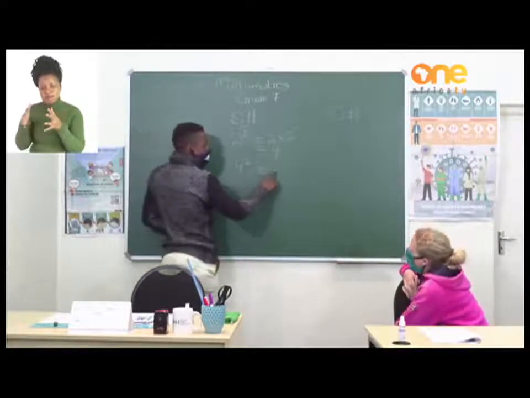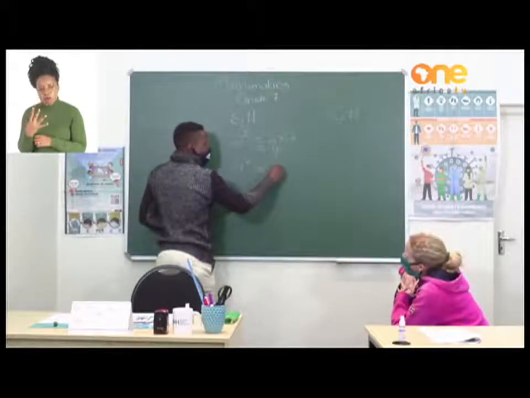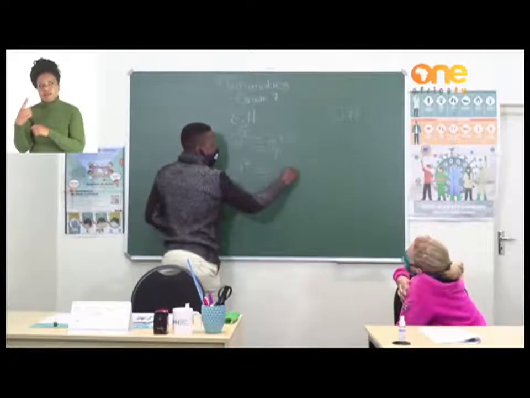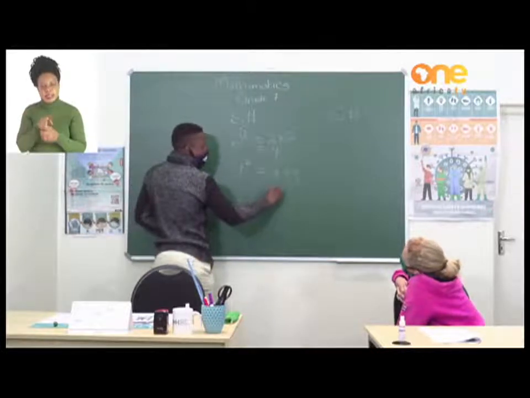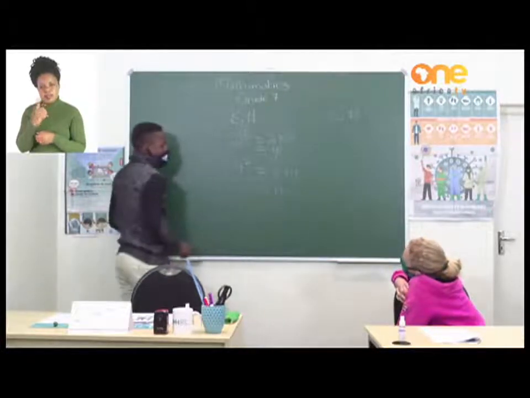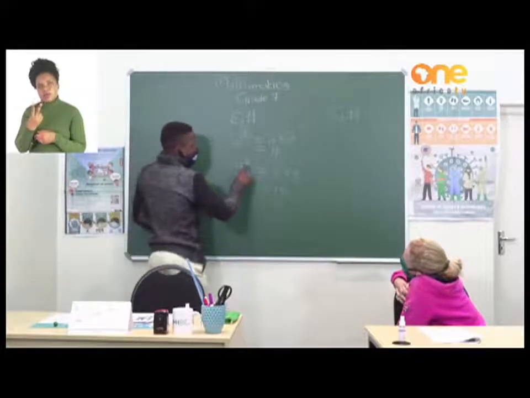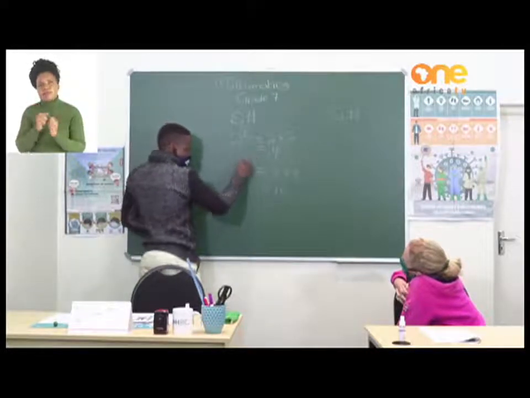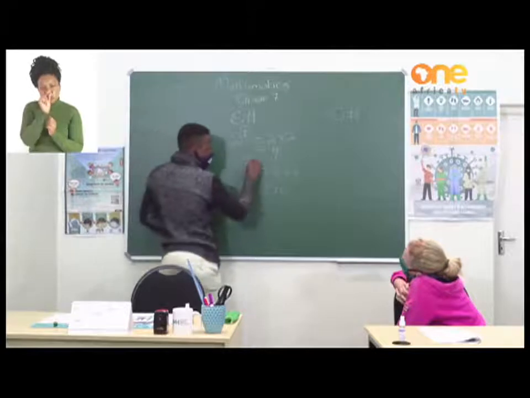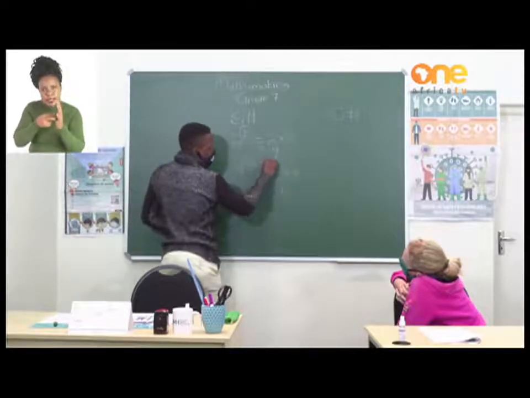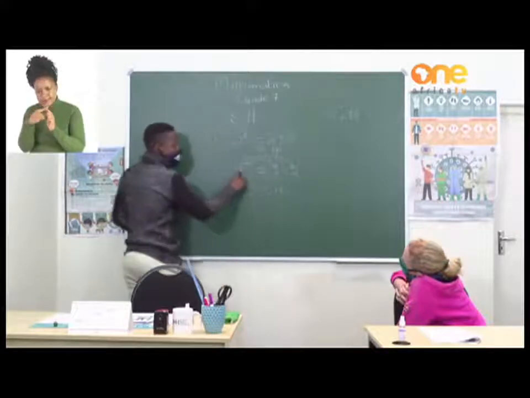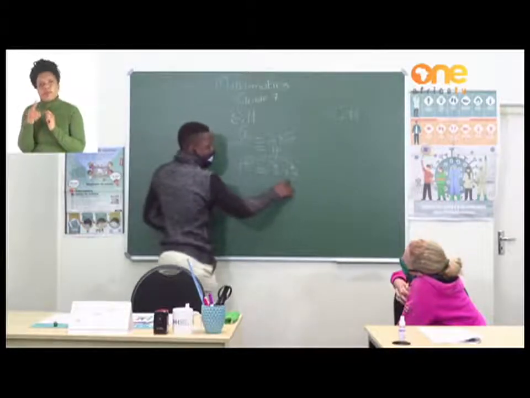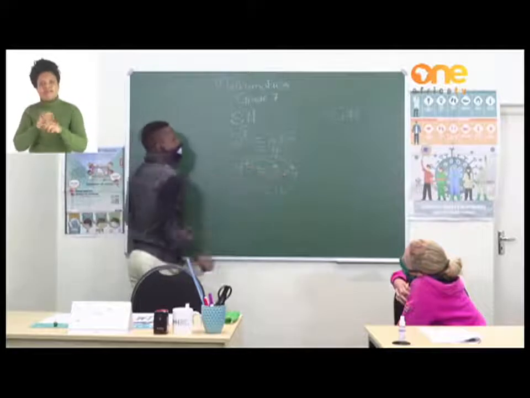4 needs to appear 2 times. So it has to be 4 times 4, and that should give you 16. So this 2 here shows you that you have 4 2 times, given that we have to multiply.